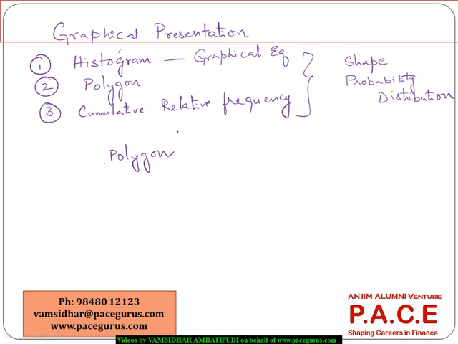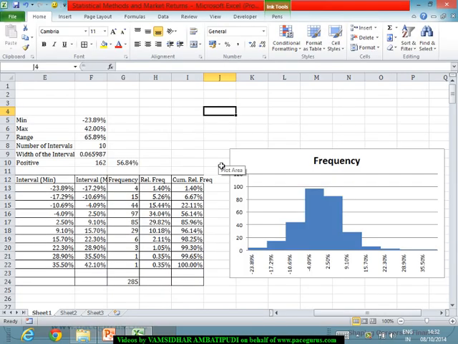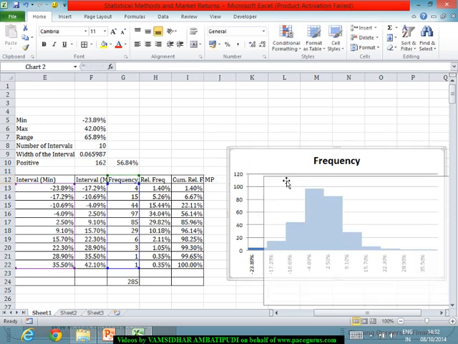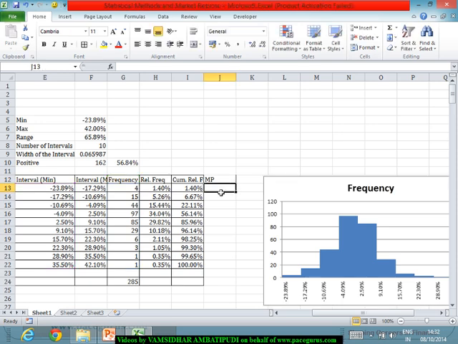And when I am looking at a frequency polygon, I will take the midpoints of each of the class intervals. I'll compute the midpoints for each of the class intervals from this data. How am I doing that? I am simply taking the average of the minimum and the maximum value of the interval. So these are the midpoints.